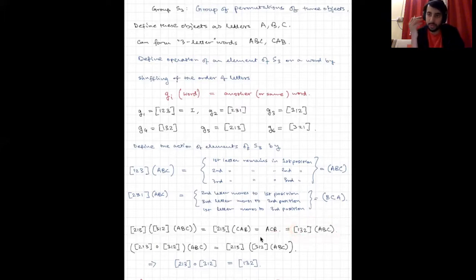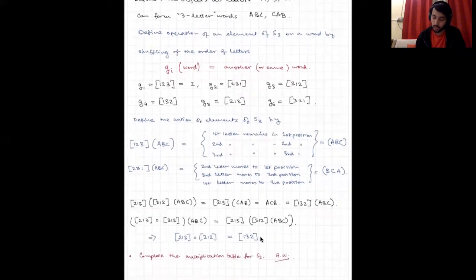So we are going to define the group multiplication as 213 dot 312 on ABC is this operation. So first you act 312 and then you act 213 on ABC. So that just means that this group multiplication, 213 multiplied by 312, is going to give you 132. So I did it just for one case.